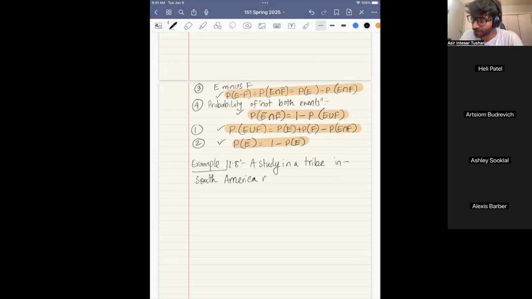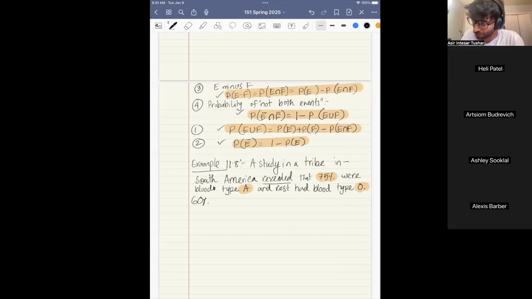A study in a tribe in America revealed that 75% had blood type A and the rest had blood type O. Okay. So 75% had blood type A, the rest had blood type O.